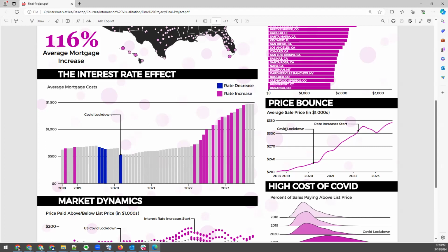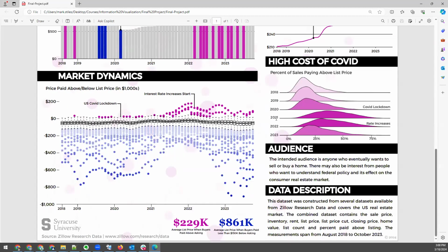And so here this plot shows the sale price. Starting around $210,000 was the average sale price. Slowly and moderately, the trend here was pretty modest. But after the COVID lockdown, you start to see a real sharp increase in that price. And then around here, we see the rate increases start. It hits a peak and it goes down, which you would expect. But then it starts to bounce back up, which I didn't expect at all. That to me was quite shocking. I was not expecting that. So that was very interesting.